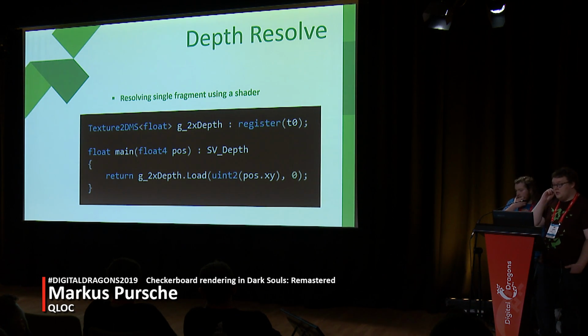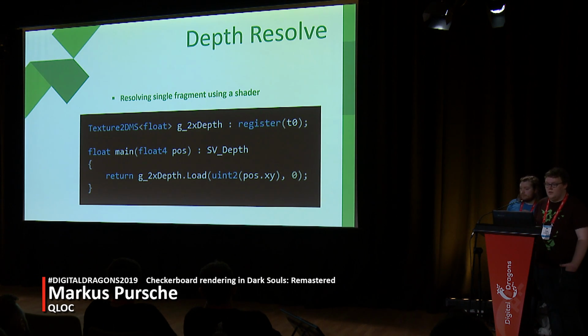And here's the custom pixel shader we use on Xbox One X. The load function on multi-sample textures lets you specify which sample to load, so we just tell it to select the first one, and we immediately output that. All you have to do is draw a full screen quad. It's that simple.